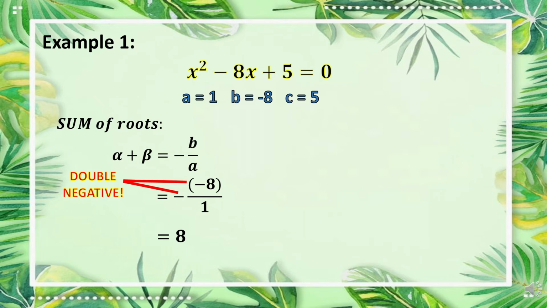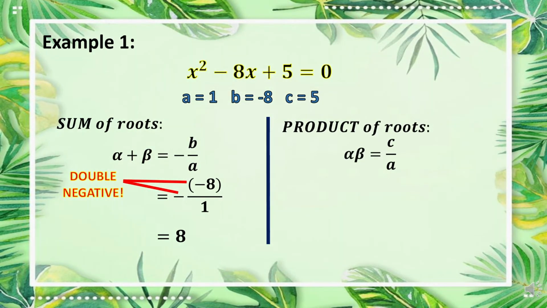For the product of roots, alpha times beta is equal to c over a. Again, substitute the values of c and a. We will have 5 over 1, and that is 5.